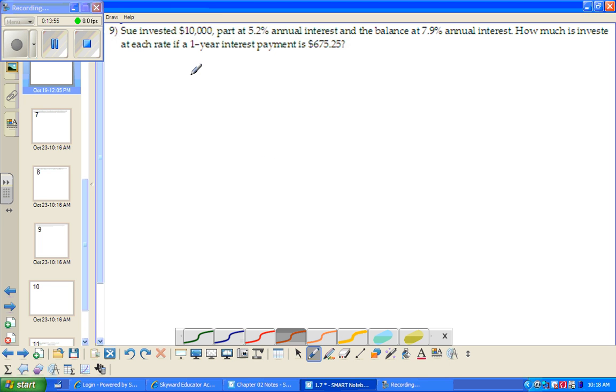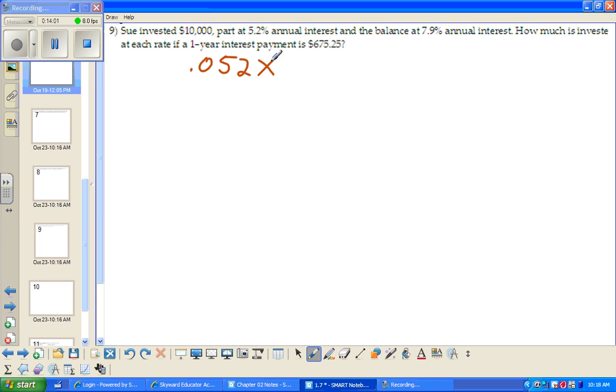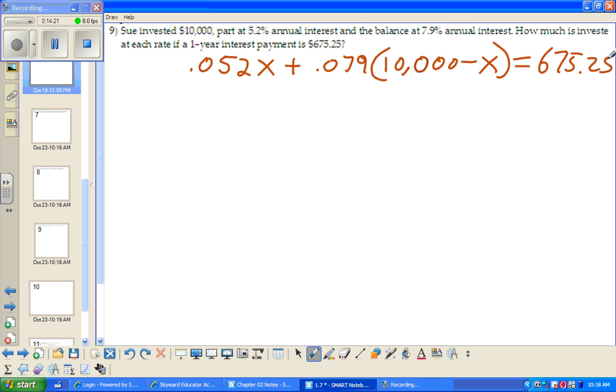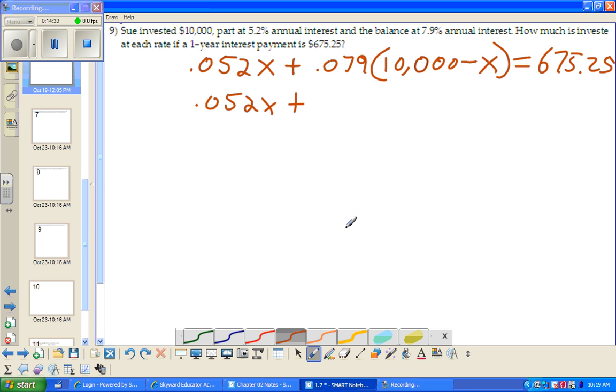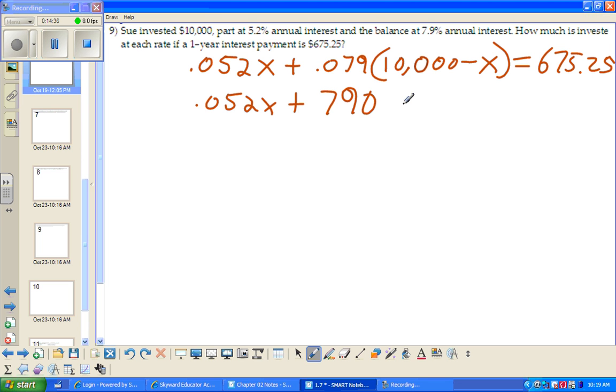So to set this up, I'm going to take 5.2% times x amount. x is whatever I put into the 5.2% account. I'm going to add to that the 7.9% times however much was left out of the 10,000. Together that has to equal 675.25. 0.079 times 10,000 is 790.